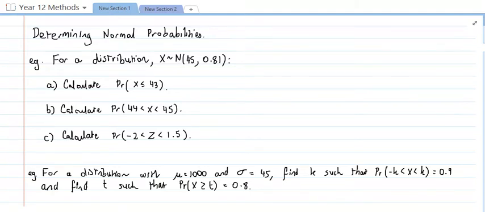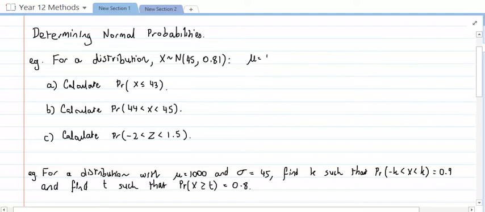Okay, for a distribution where x is a normal distribution with a mean of 45 and a variance of 0.81, calculate the probability that x is less than 43. So, first thing I'm going to do is write down mu is equal to 45 and sigma is equal to the square root of 0.81, which is 0.9.